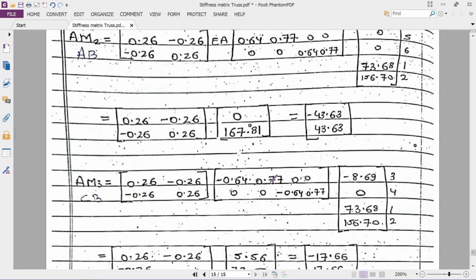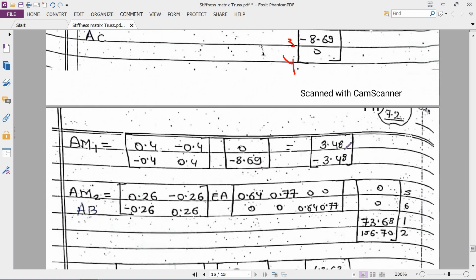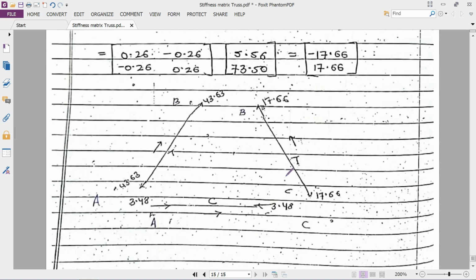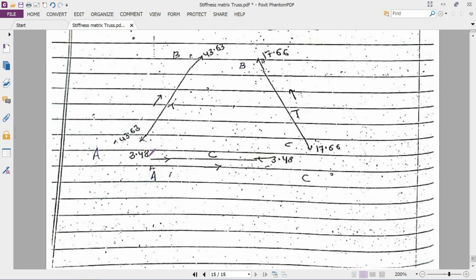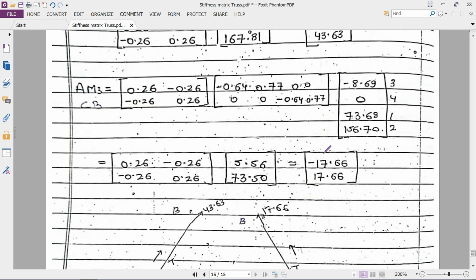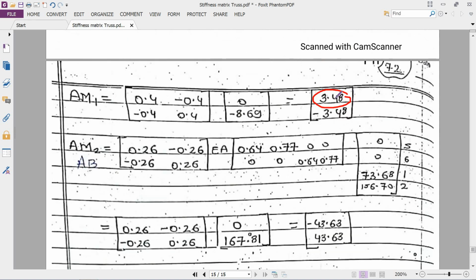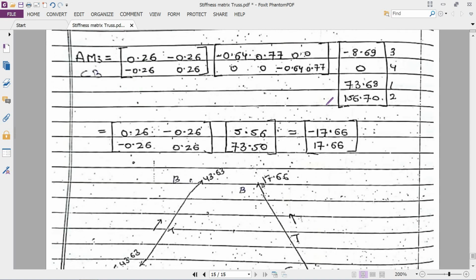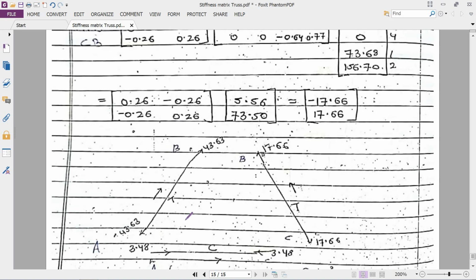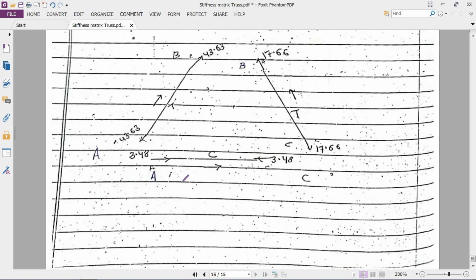Okay, so let us see how to plot the diagram. So this is 3.48, which is represented by the symbol inside the matrix as tension, plus. So for AC you have to write this 3.48 on the compression side. Okay, so always remember your first value and the sign convention of the first value, and the first value will be applicable in drawing the original diagram. So it will be represented as compression in your diagram.